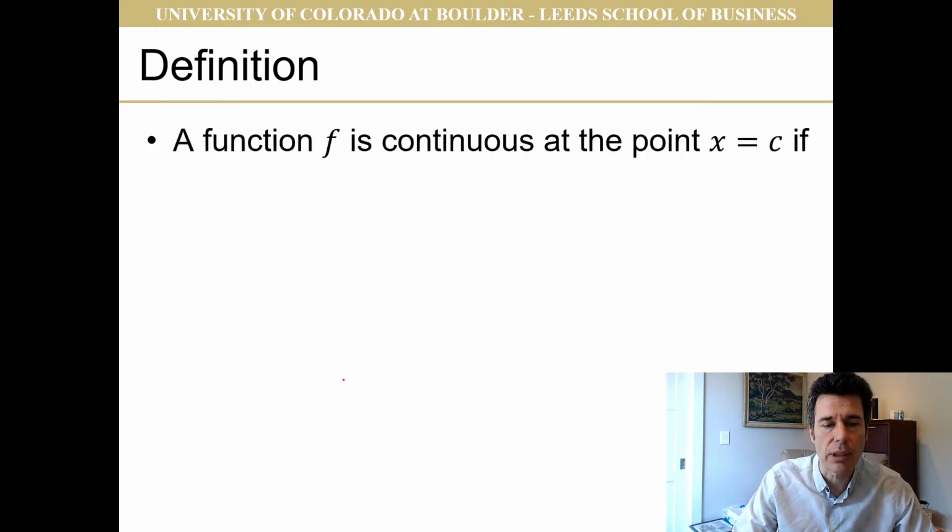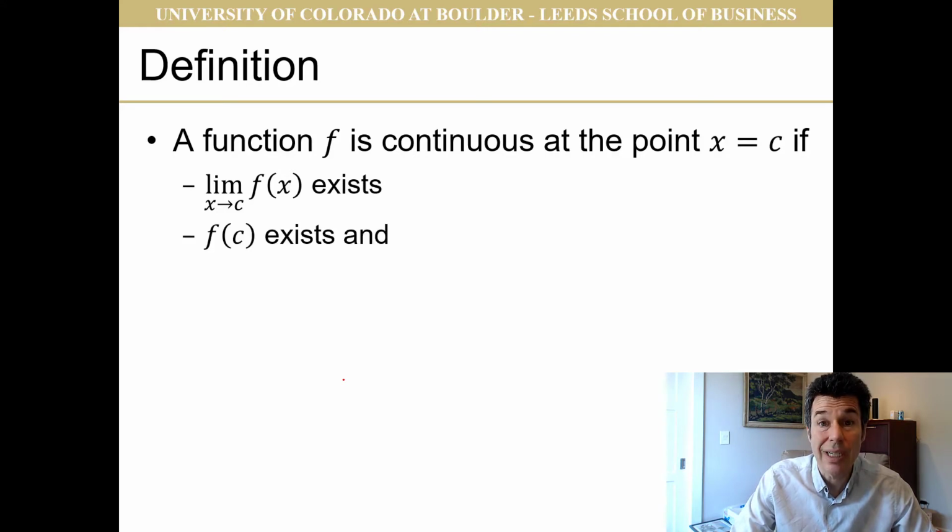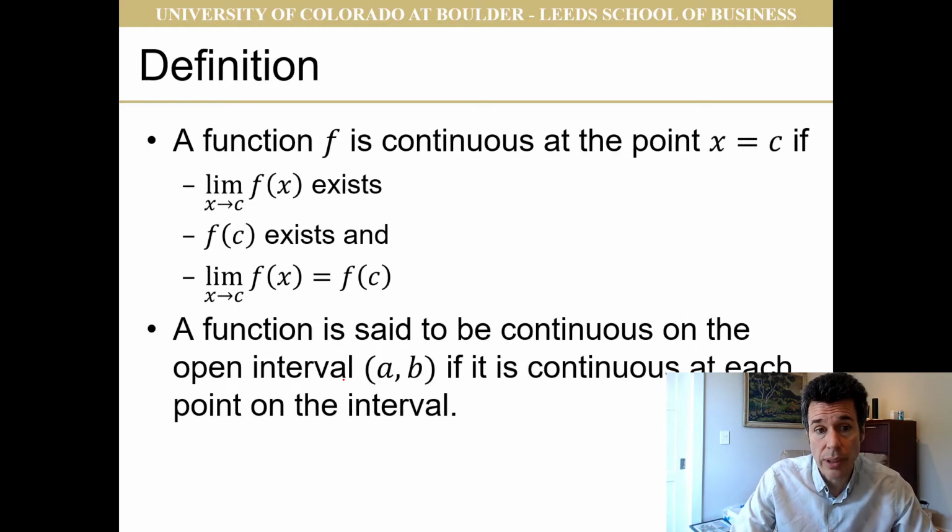So formally, a function f is continuous at a point x equals c if 1. The limit as x goes to c of f of x exists, 2. f of c exists, and 3. The limit as x goes to c of f of x equals f of c. So we can break all of these sorts of things and the function is discontinuous.